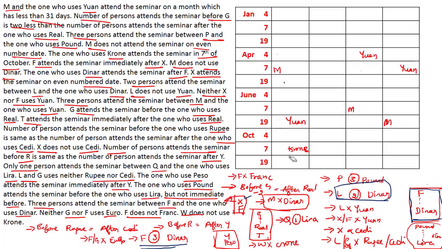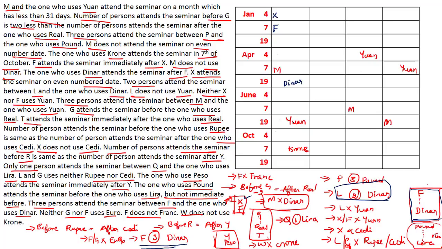I hope you are able to follow this. So there is only one possibility in this case: if X is here, F has to be here. Between F and dinar, there should be a gap of 3 persons. 1, 2, 3. So dinar has to be here. Between dinar and L, there should be a gap of 2 persons. Dinar is here, 1, 2.